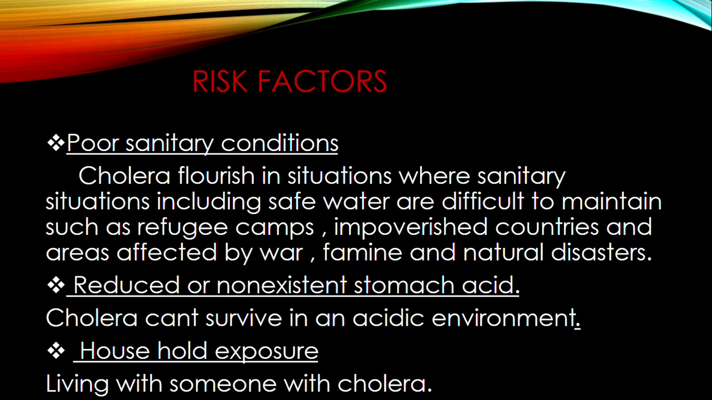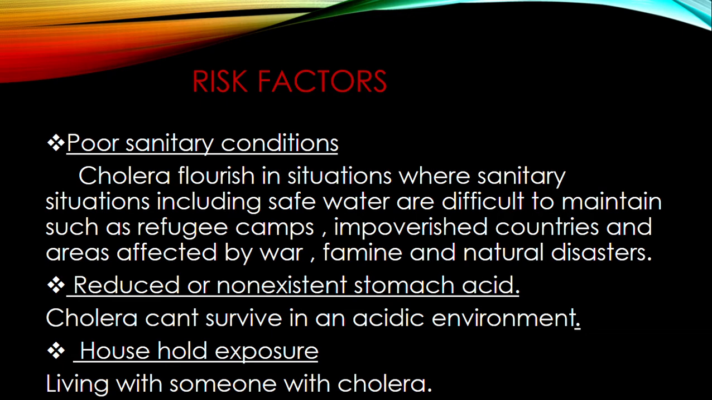So now let's look at the risk factors of having cholera. The risk factors are as follows: poor sanitary conditions. Cholera flourishes in situations where sanitary conditions, including safe water, are difficult to maintain. These places are such as refugee camps, the impoverished, or developing countries, and areas affected by war, famine, and natural disasters.